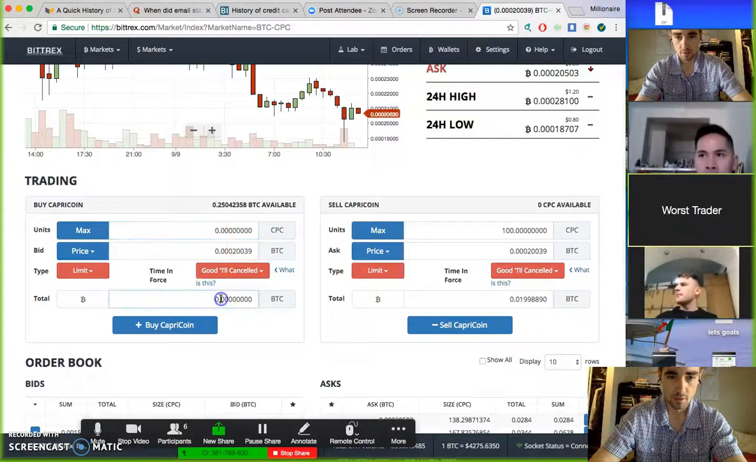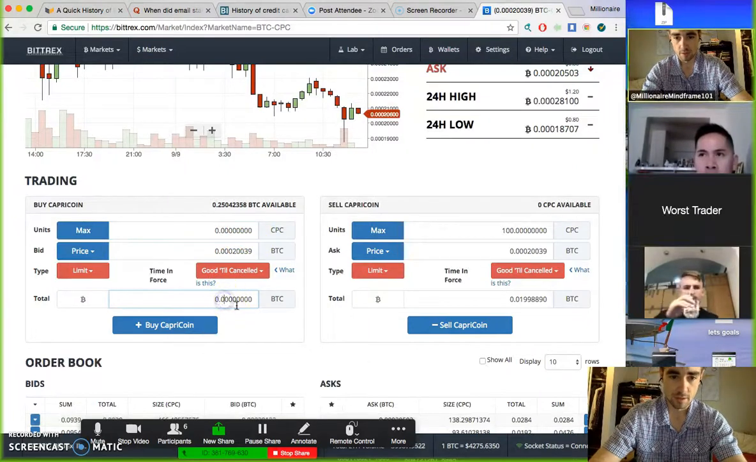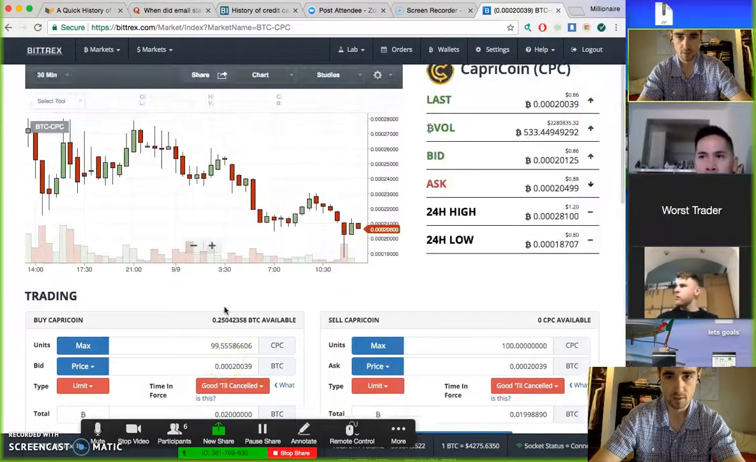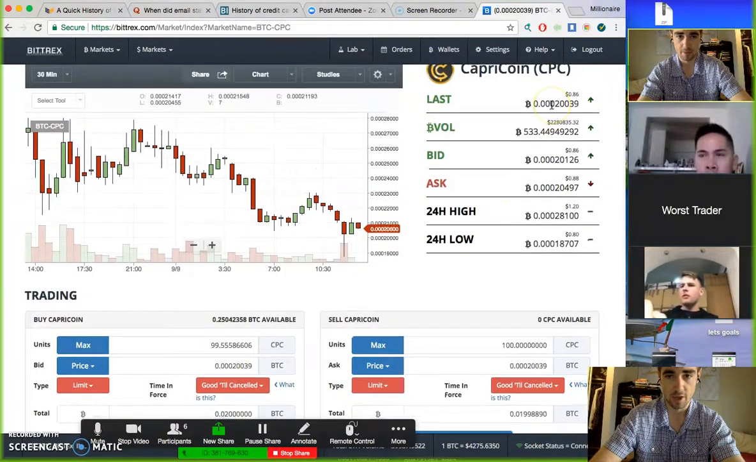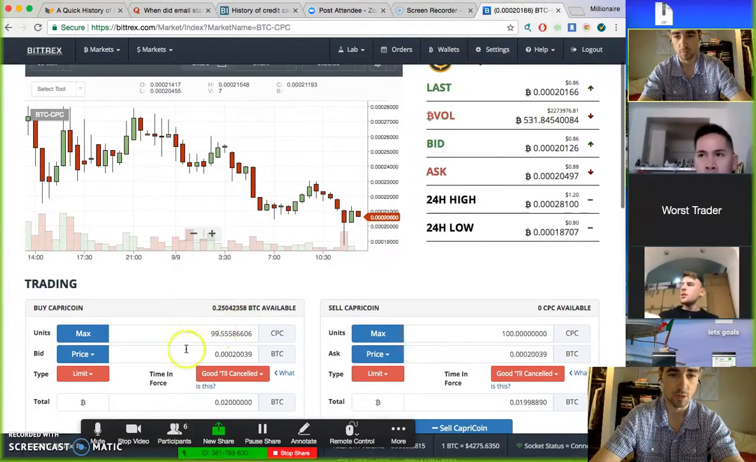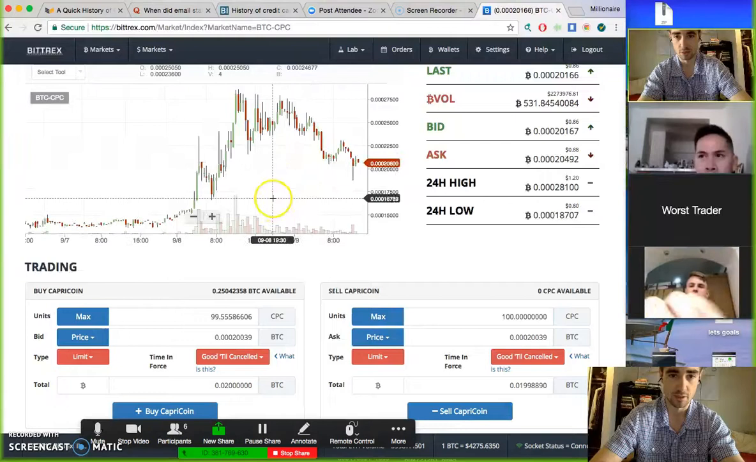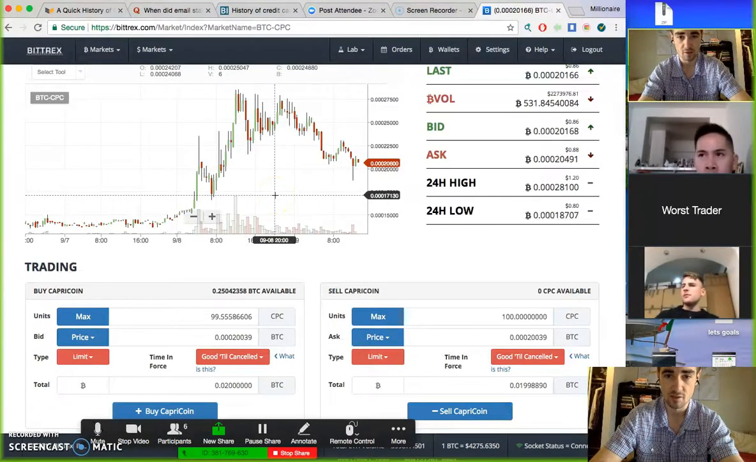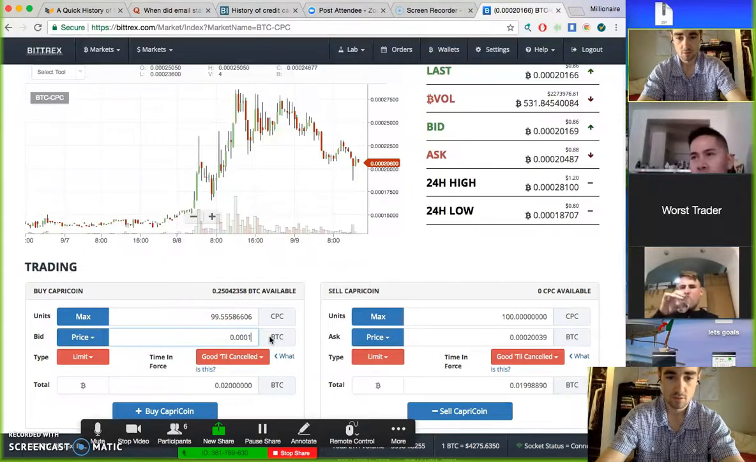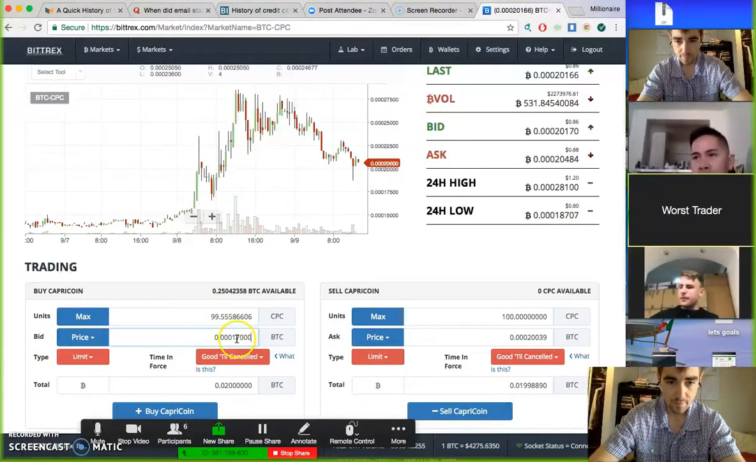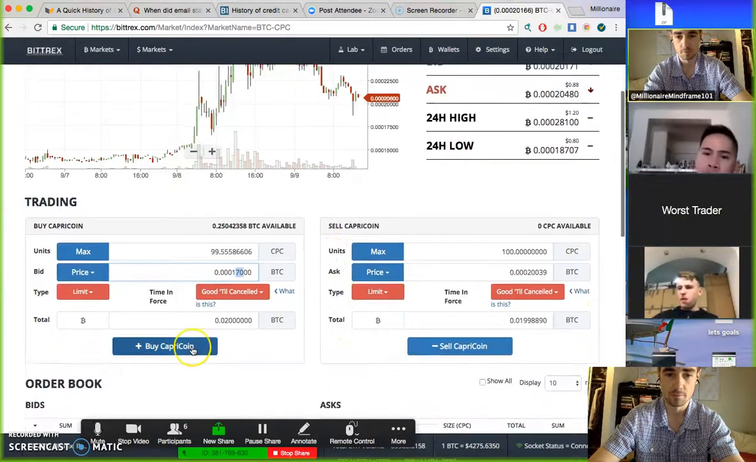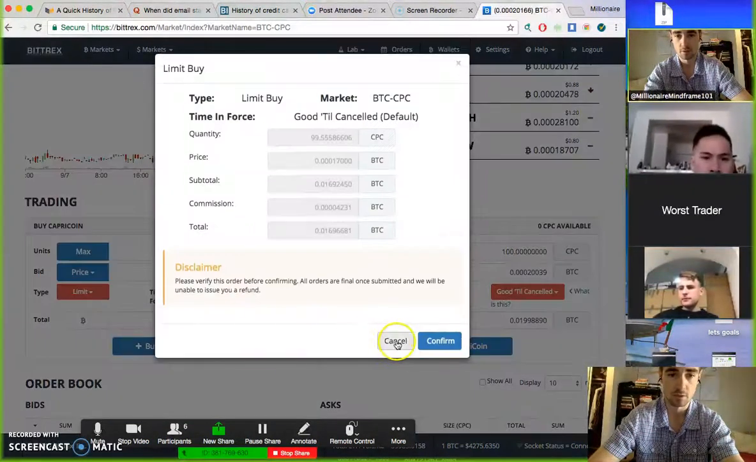So, let's just say I want to do this. Buy 100. And so what'll happen sometimes is you can do a limit order. So if you want to look at the chart and be like, you know what, I want to buy it right here at 17,000 satoshis, you can go ahead and just do that. And then it'll create a limit order. So I want to show you guys what happens when you do that.